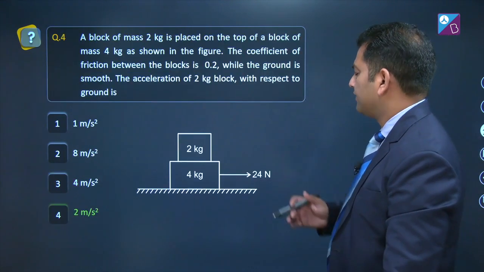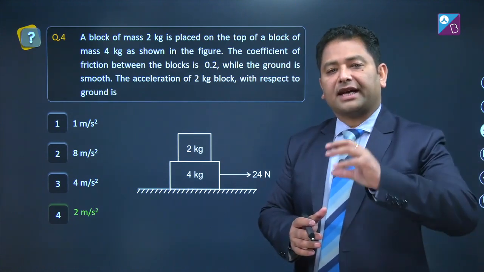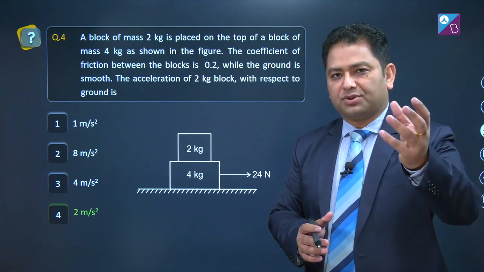Now in question number 4, this is the situation of friction जहाँ पर we say connected blocks, एक block के ऊपर दूसरा block.